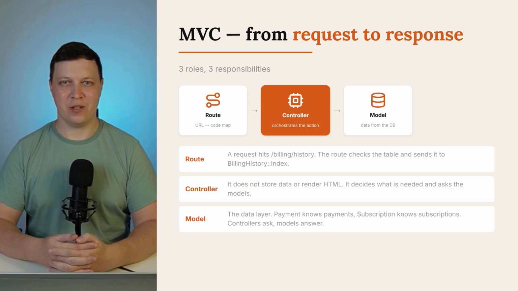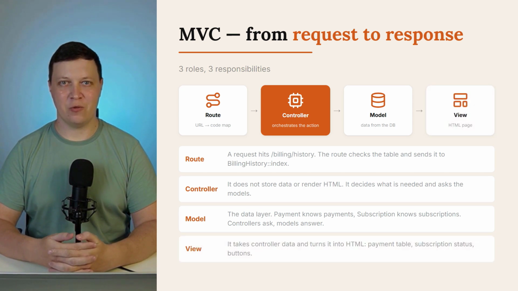Once the controller has all the data, it passes it to the view. The view is the page template. It receives an array of data and turns it into HTML. Payment table, subscription status, buttons. That's the full cycle. Request, router, controller, models, view, response.